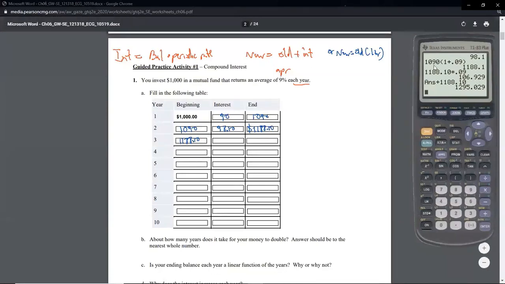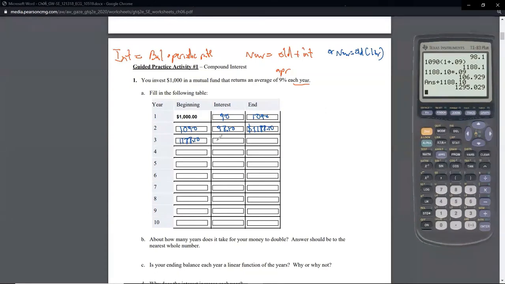So let's go back and annotate, write this last one, 106.93, and then for an ending balance of 1295.03. Sorry if that 5 looks a little ugly, but you can see it on the calculator.